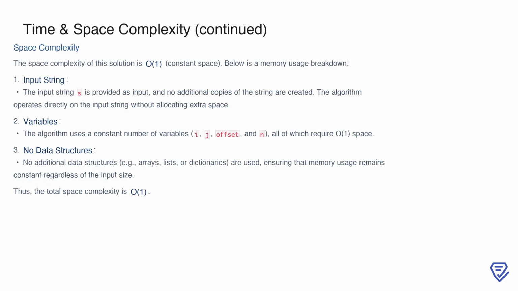First, the input string s is not duplicated or modified, and no additional copies are created. The algorithm directly processes the input string in place. Additionally, it uses only a fixed number of variables, I, j, offset, and n, all of which require constant space. Importantly, no extra data structures like arrays or dictionaries are used. By avoiding additional memory allocations, the space usage remains constant, and this is why the space complexity is O(1).